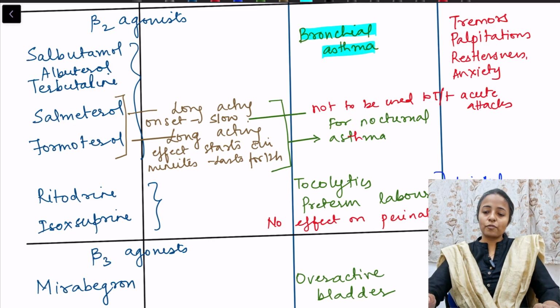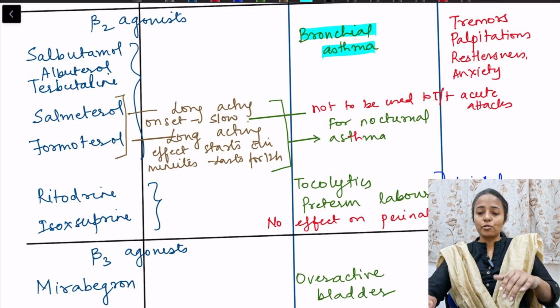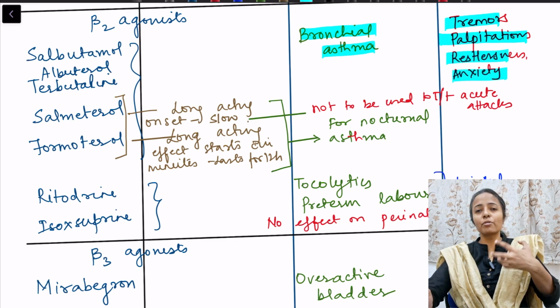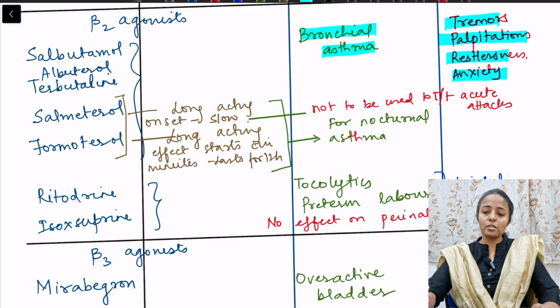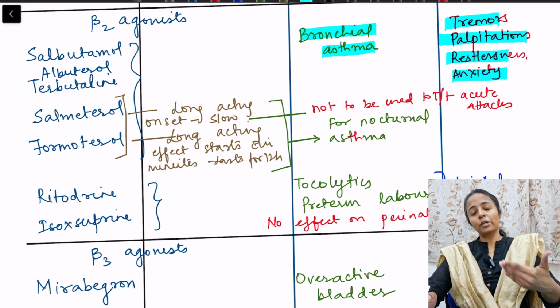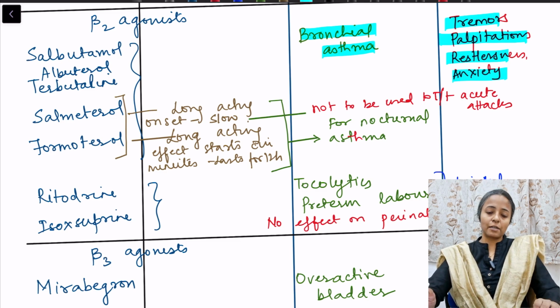Main side effects of these are tremors. Okay, tremors. Then some beta 1 activity is also there. That's why it leads to palpitation, restlessness and anxiety. Restlessness, anxiety, because of this palpitation only it occurs. Okay. So these are the common side effects which occur with beta 2 agonists. However, tolerance develops. So when they are used over time, tolerance for these side effects develops. Then we have long acting beta 2 agonists, salmeterol and formoterol.